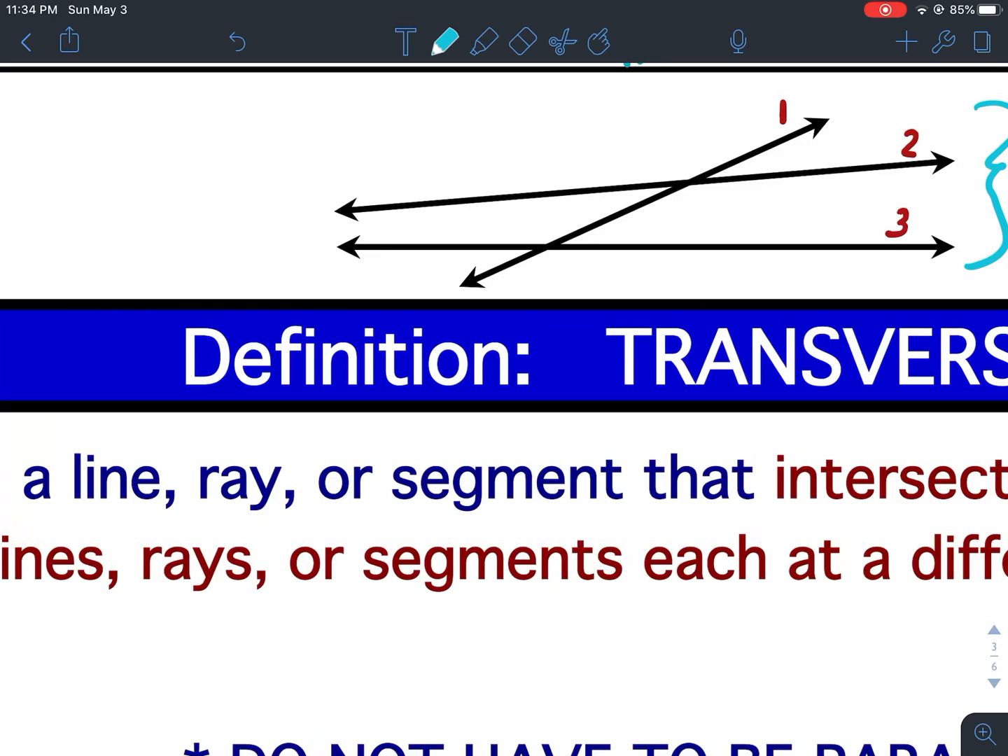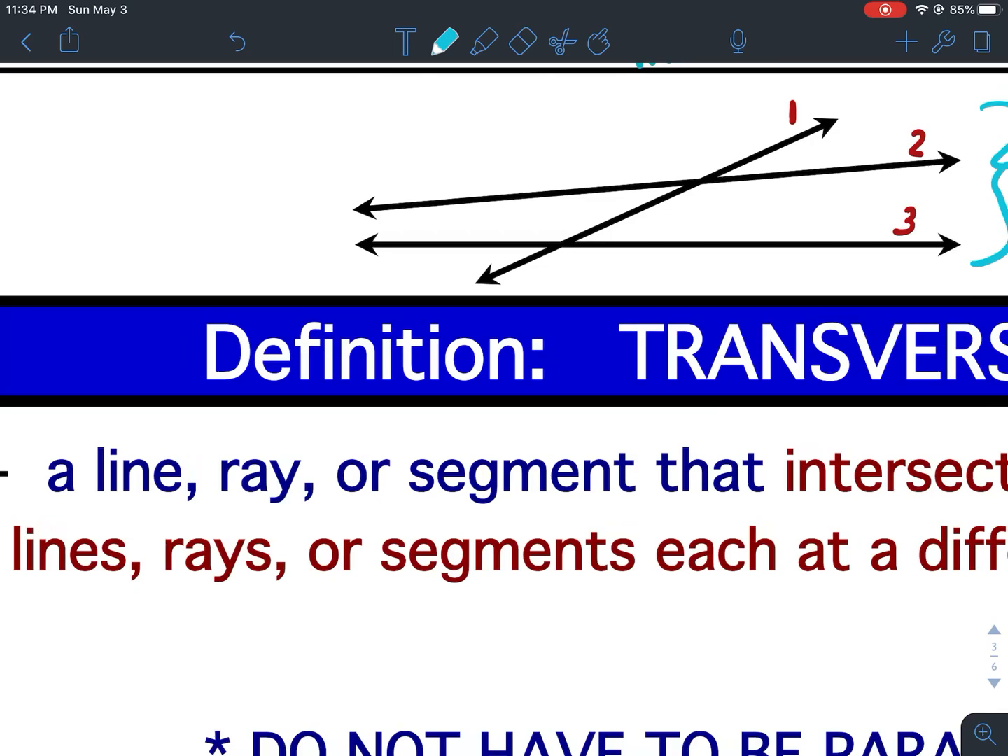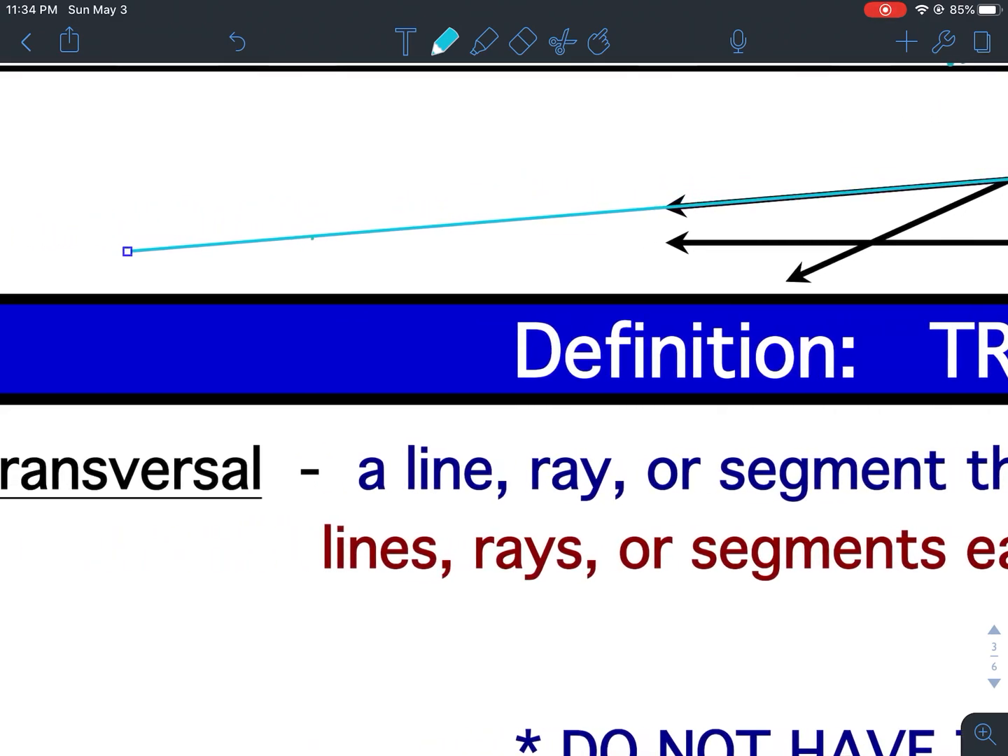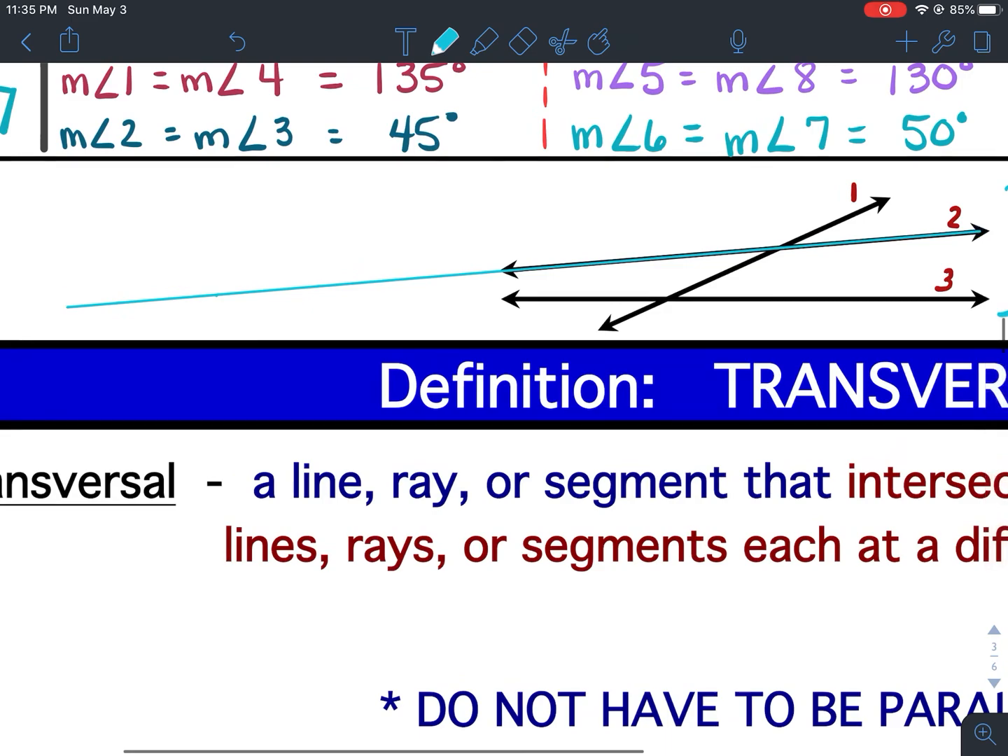Well, let's take a look at this. Remember, lines go on forever. So if I take line 2 and extend it out, let me see if I can do a better job of getting that in the middle. There we go. Oops. So there's line 2 extended. Put an arrow at the end. Line 3 extended. Put the arrow at that end. Do they eventually intersect? Yes. 2 and 3 are not parallel, so eventually they do intersect right here.